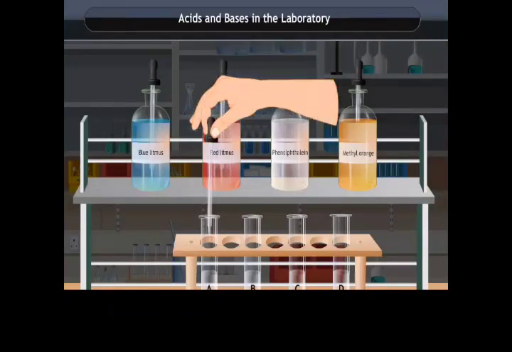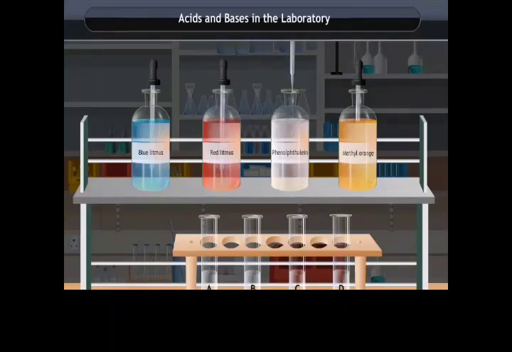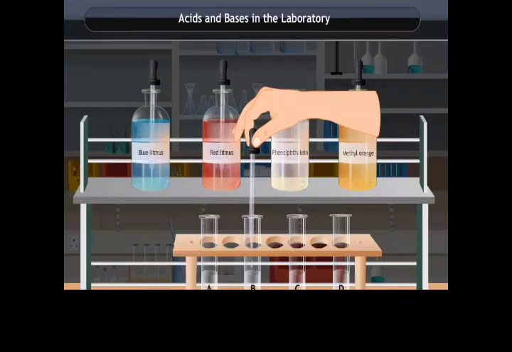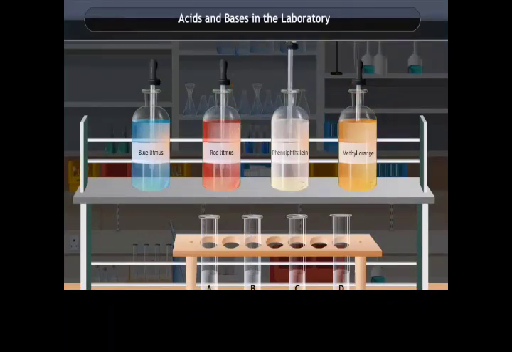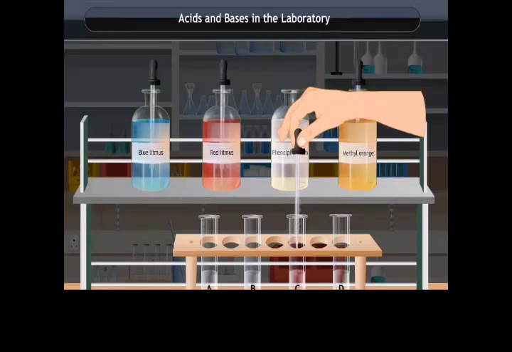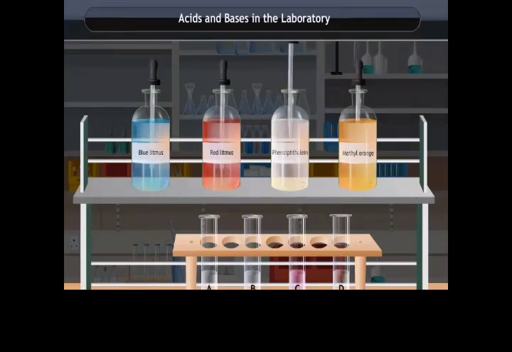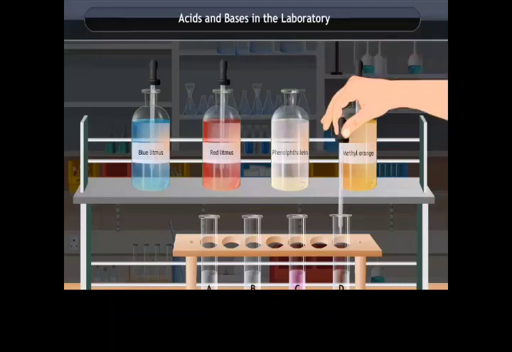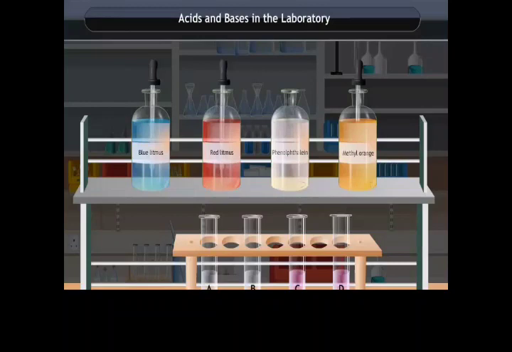Add 2 to 3 drops of phenolphthalein in each test tube. Now observe it. You will observe that test tubes A and B do not give a positive test with phenolphthalein, but test tubes C and D give pink color with phenolphthalein.